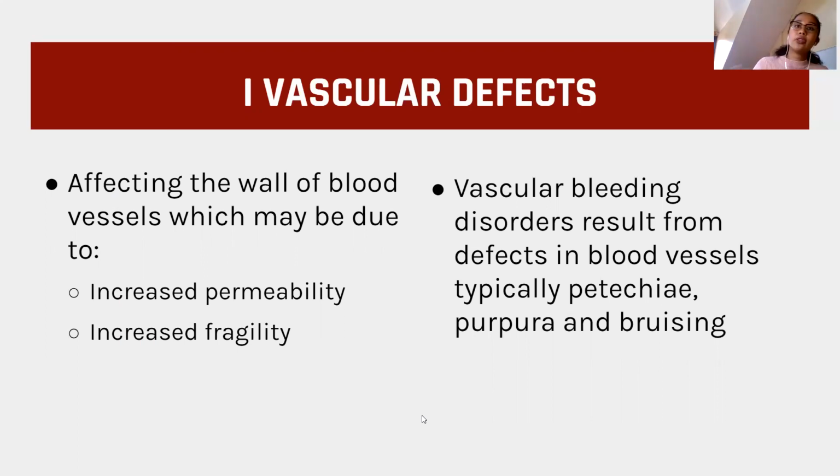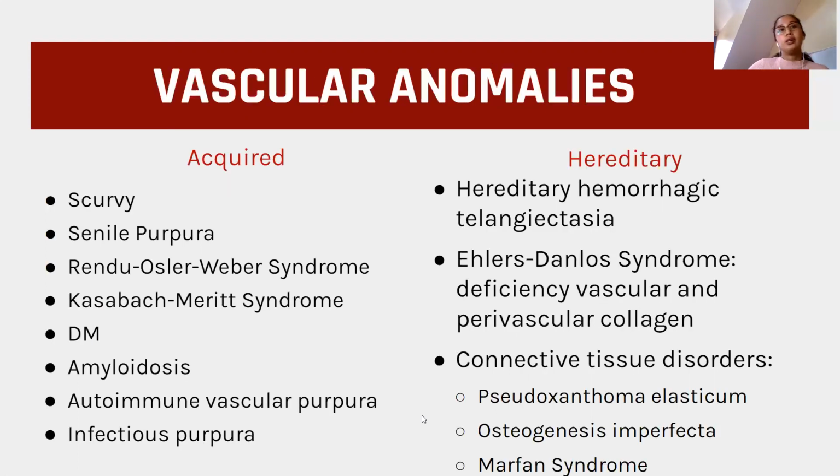It is exhibited through petechiae, purpura, and bruising. So, kung ikaw prone ka sa pasa, purpura, or petechiae class, pwedeng there's something wrong with your blood vessels. So, class, vascular anomalies happens either they are acquired or hereditary. So, class, paki-go over na lang to.